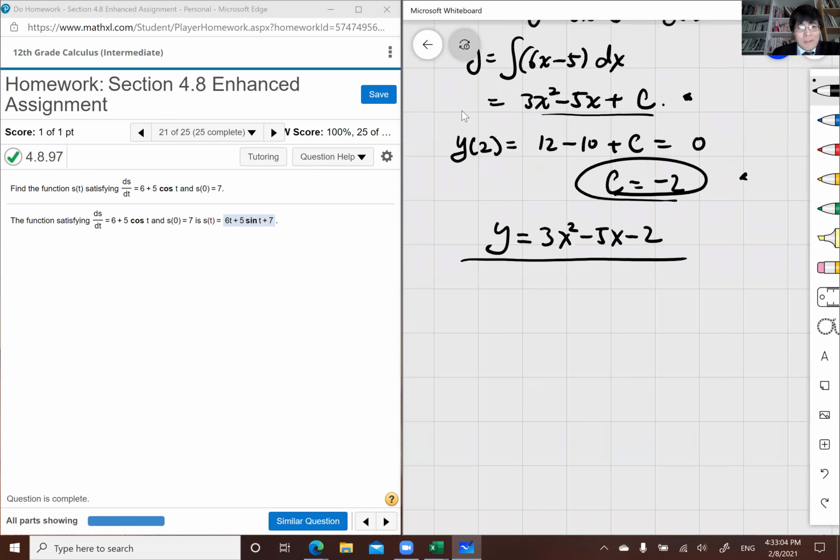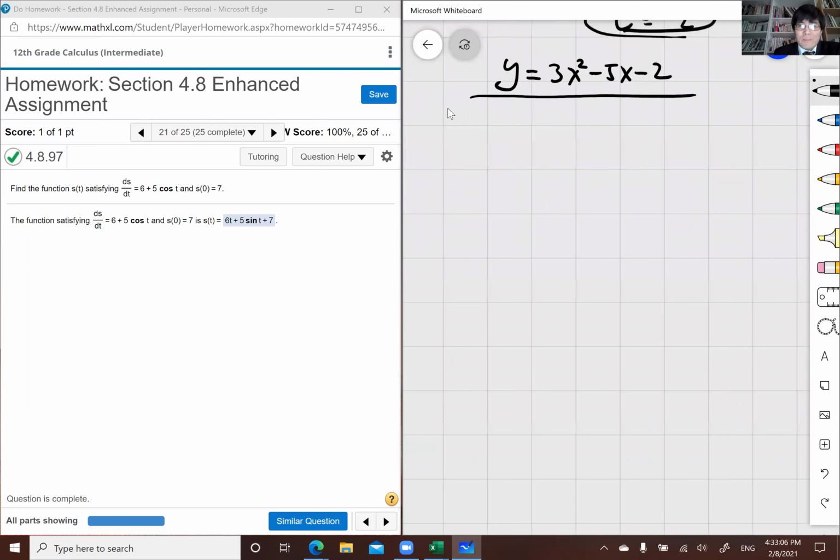Okay, again, another initial value problem with just a trig function involved. So s dash is equal to 6 plus 5 cosine t, with the initial condition that when t is equal to 0, s is equal to 7.